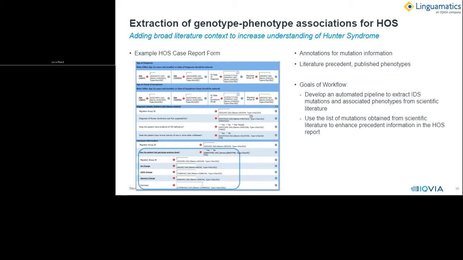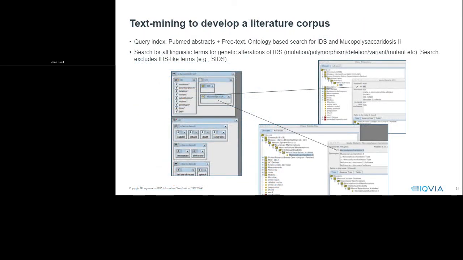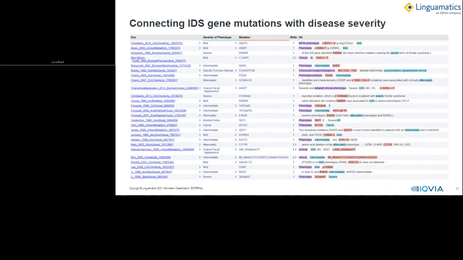So we've built an automated workflow to extract mutations for that one particular gene, the IDS gene, and associated phenotypes from scientific literature. And then we can use that to enhance the information in the HOS report. I'm not going to go into details; as we said, Shri will be giving you a demo. But in essence, the workflow is to start with abstracts and free text, pull out the right information for IDS, Hunter syndrome, mucopolysaccharidosis 2, find all the different forms, and then build a corpus, and then start drilling in to connect mutations for the IDS gene with disease severity.